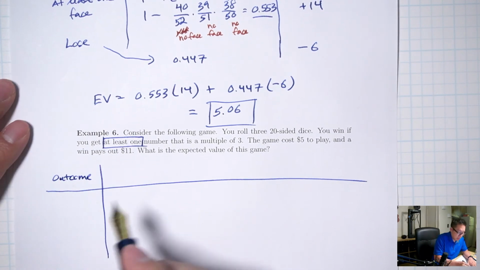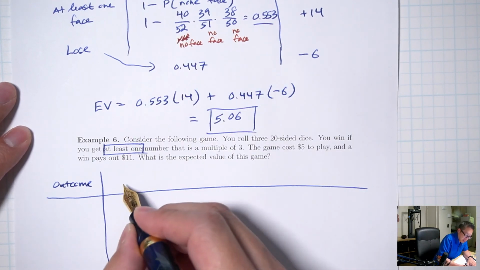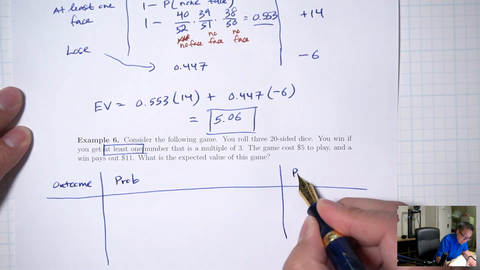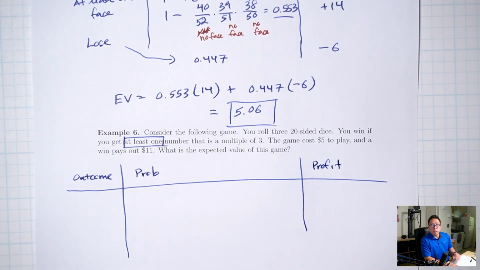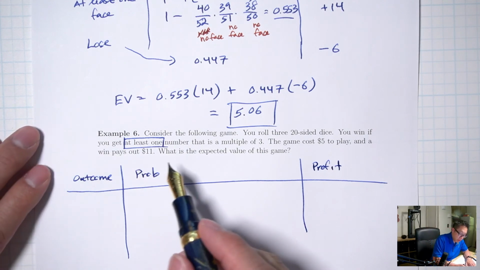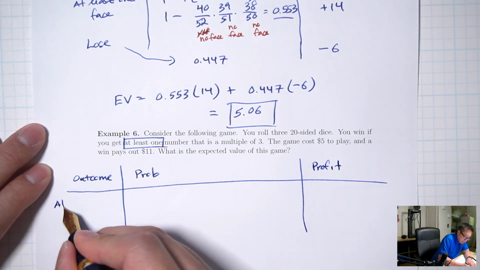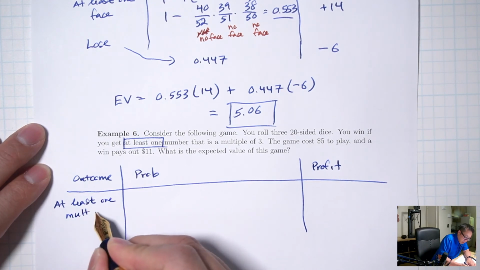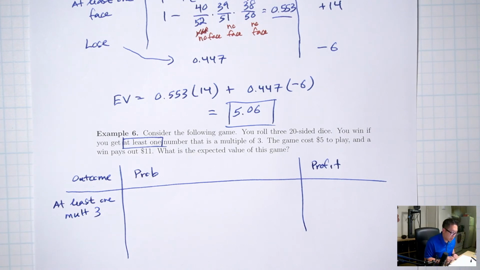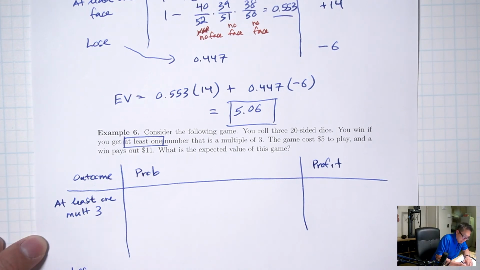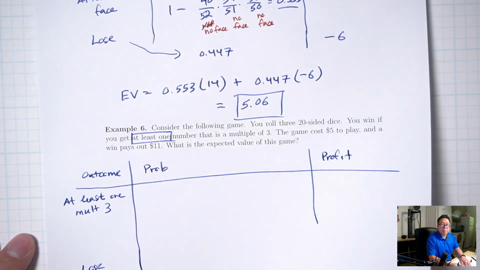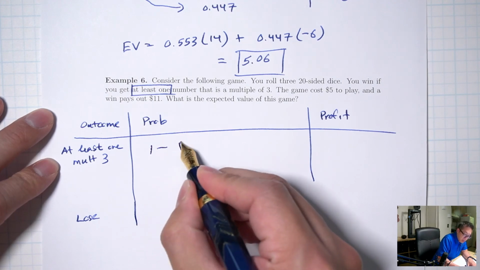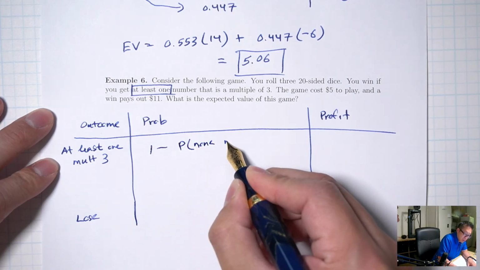Okay, so for at least one, I know I need 1 minus a bunch of fractions, so I'm going to give myself some space here. The only way to win this game is to get at least one multiple of 3, and otherwise, you're going to lose. The way you find at least one multiple of 3 is you do 1 minus the probability that none are multiples of 3.